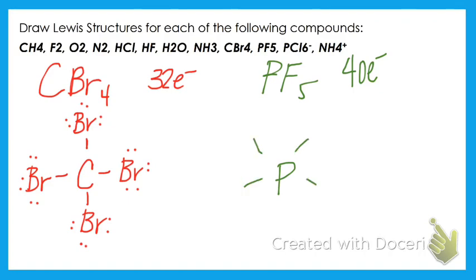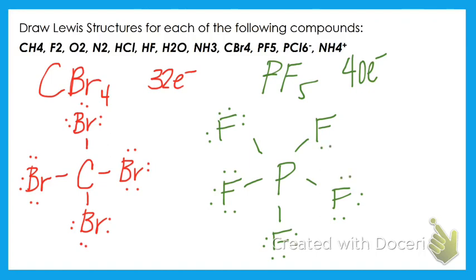It can expand, which is why it has 5 things. So we want to spread those out as evenly as possible. Put the F's on there and give everybody their lone pairs. And if we do that, just like magic, it comes out to 40. Okay? There's 2 more left on there, but we are going to run out of time.